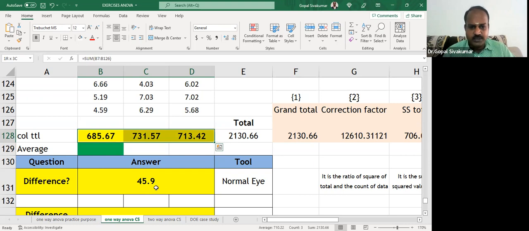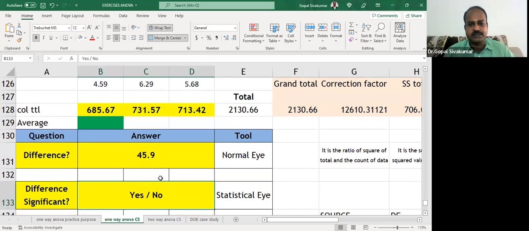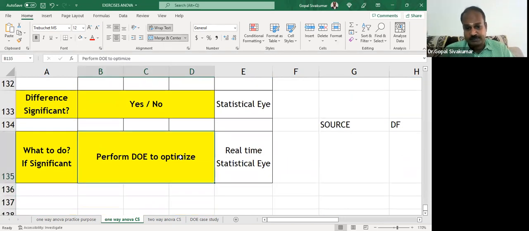When you look at the total, I could see a difference of 45.9 in the number. The lowest number is 685, highest number is 731, and there is a difference of 45.9. And my only doubt is whether this difference is significant or not. When I use my normal eye, I'll say there is a difference. I will say vendor A is better. But when I use my statistical eye, I will go through the hypothesis testing. When hypothesis testing confirms, then I will go to DOE, next step. Why DOE? I will dive deeper to further understand, and that you will be learning tomorrow.